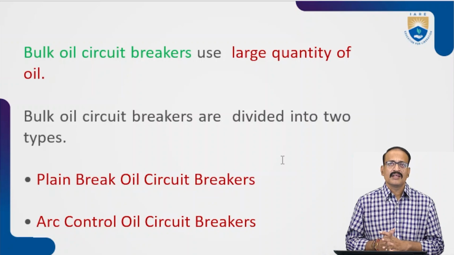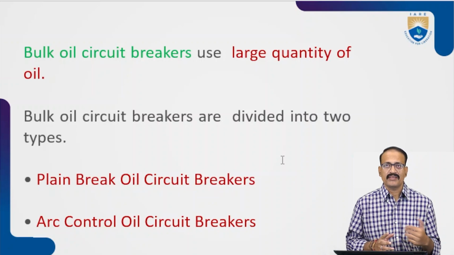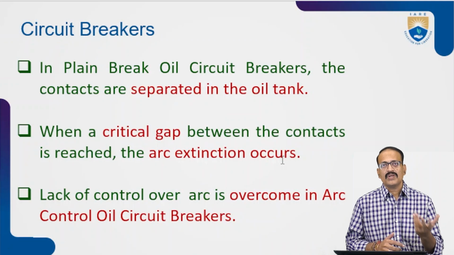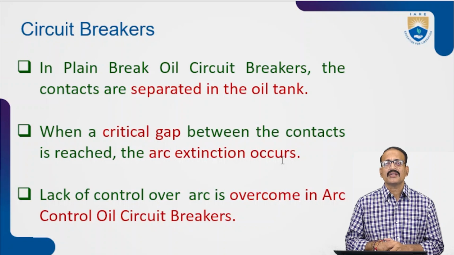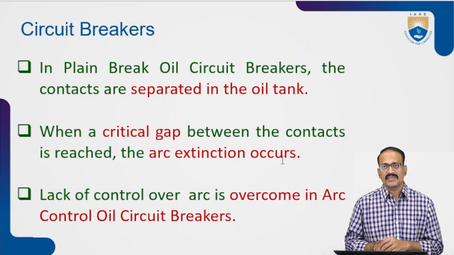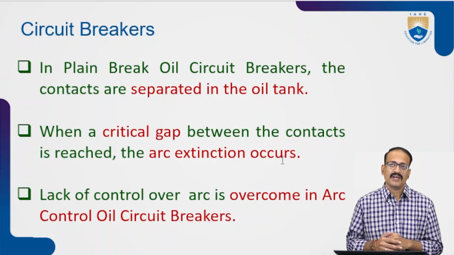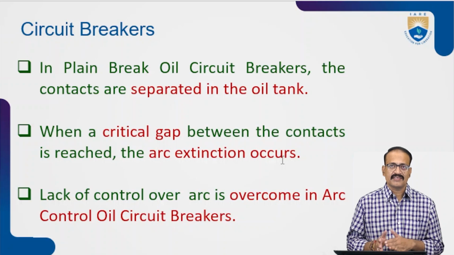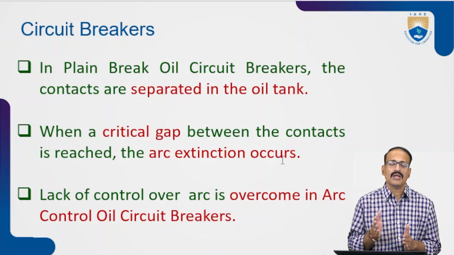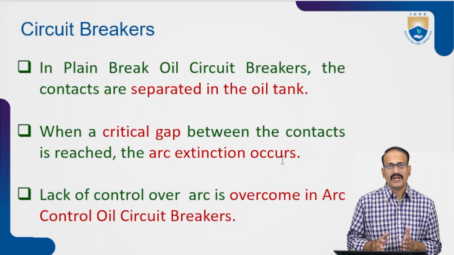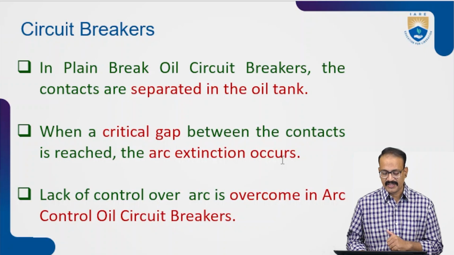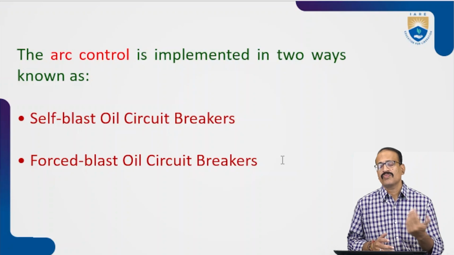Again in the bulk oil, we have two divisions, that is plain break oil circuit breaker and arc control oil circuit breaker. We have discussed the plain break oil circuit breaker. Whenever the arc is struck, the oil gets evaporated and absorbs the heat and extinguishes the arc. But here the advantage is that we have some control over the arc. Generally we don't have any control over the arc, so this lack of control is overcome by this arc control oil circuit breaker. So how do we have control over the arc?